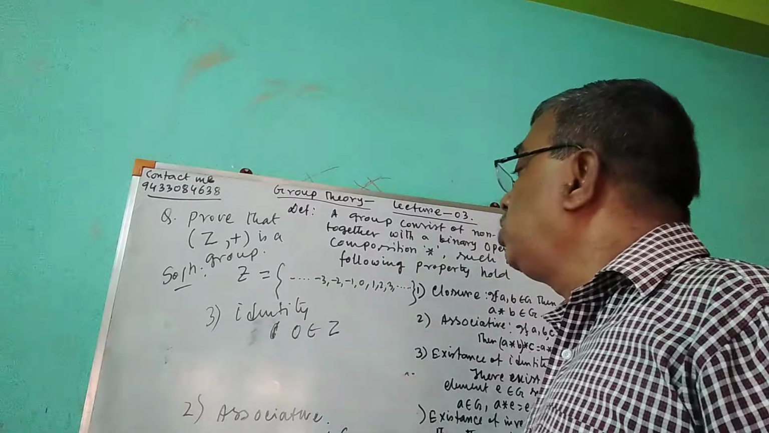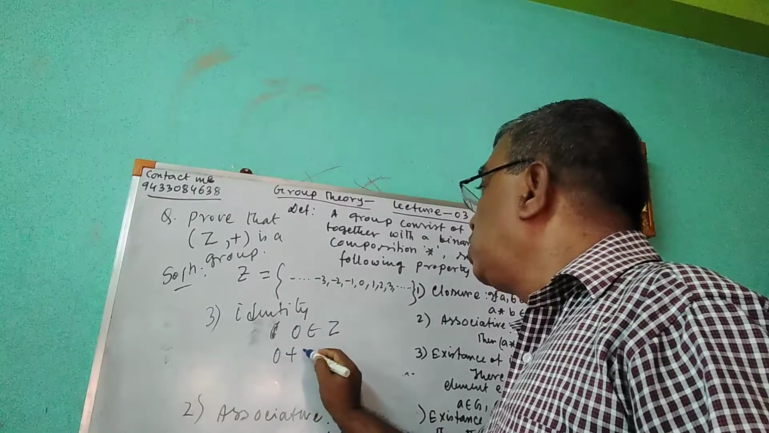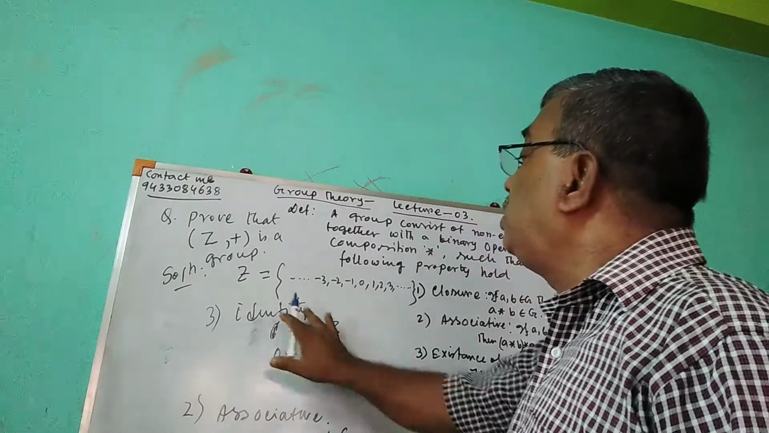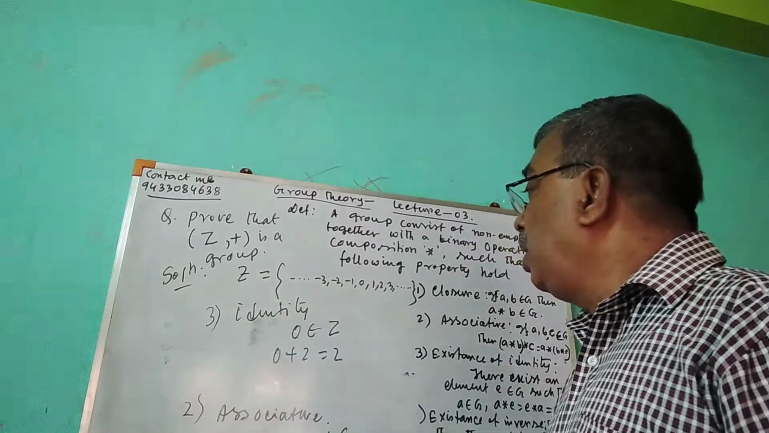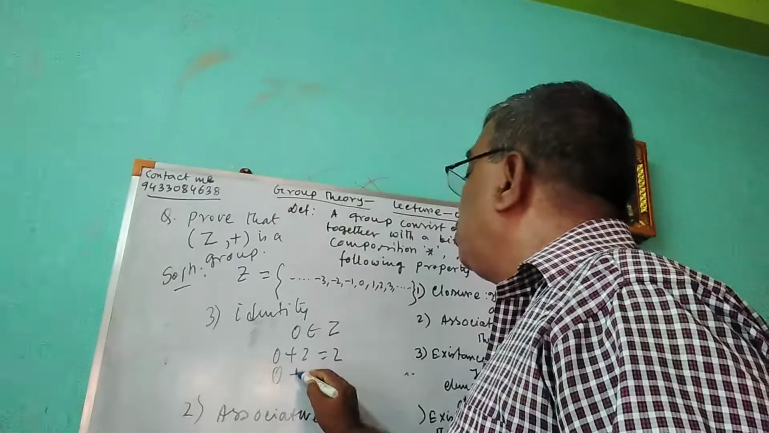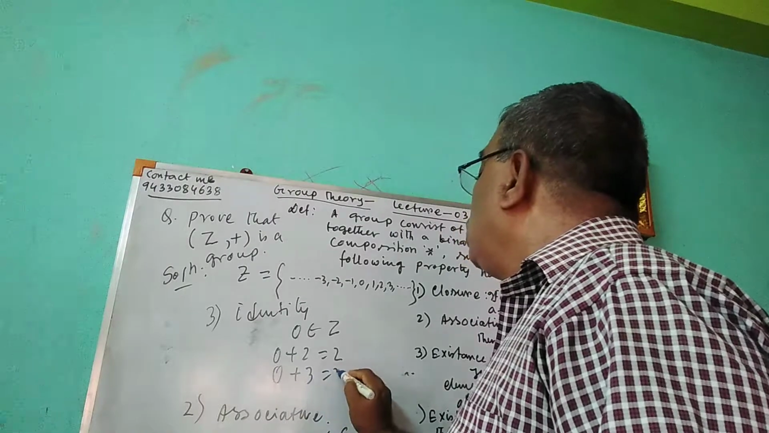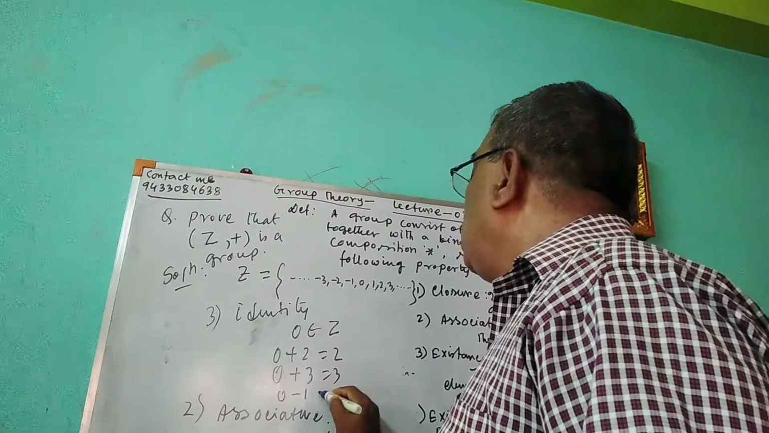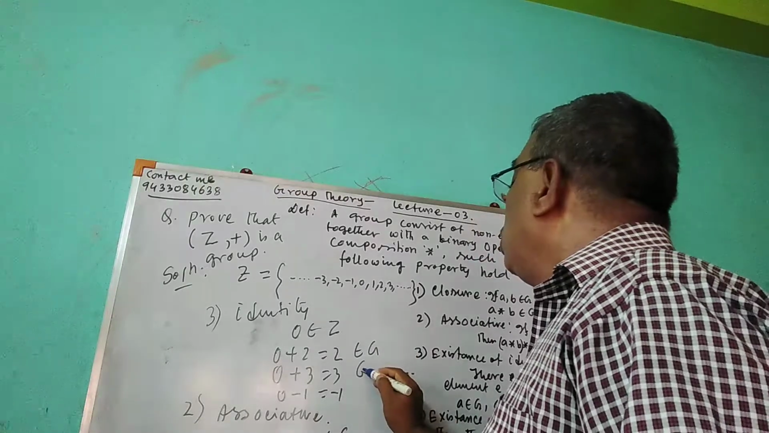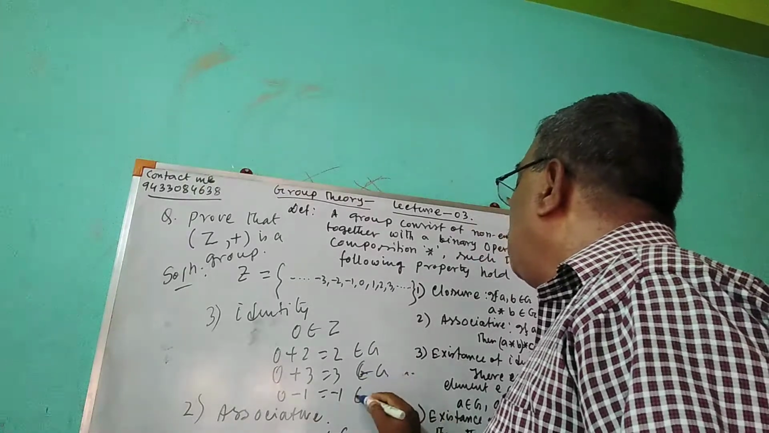0 belongs to Z. Now see, 0 + 2 is equal to 2. That means 0 is the identity element such that 0 + 2 = 2, 0 + 3 = 3, 0 + (-1) = -1. That belongs to G.